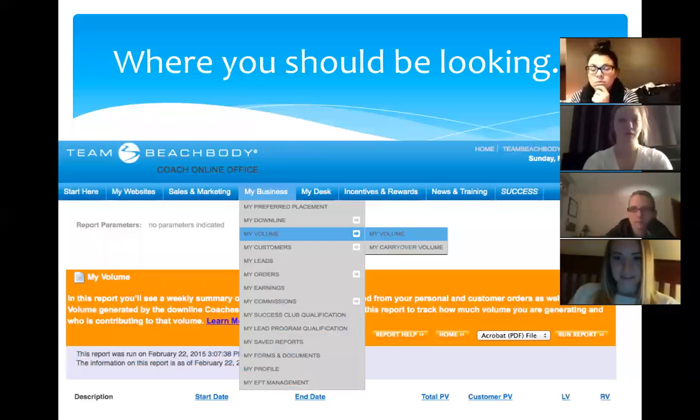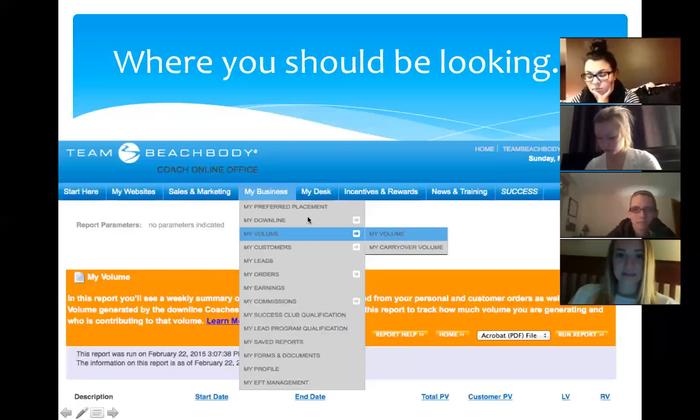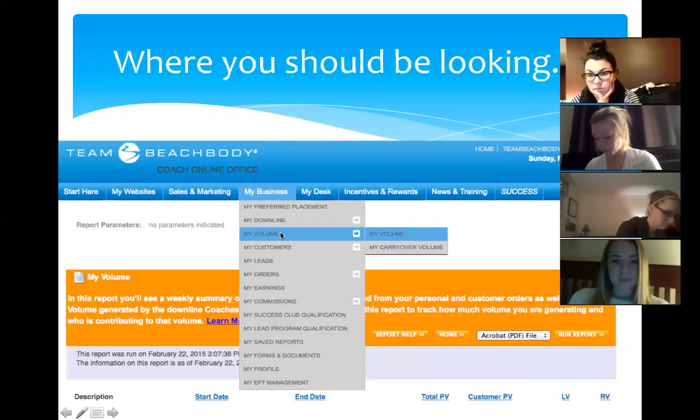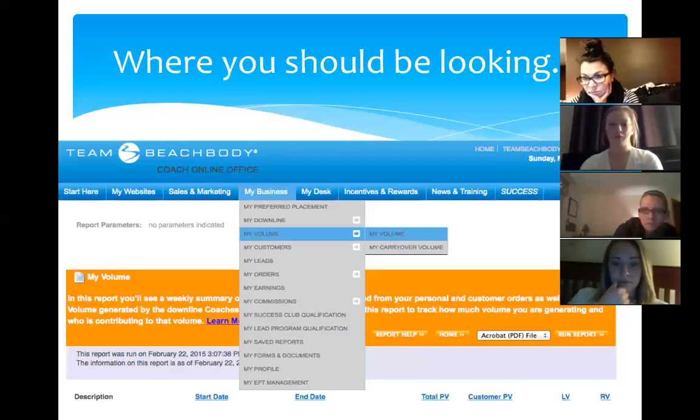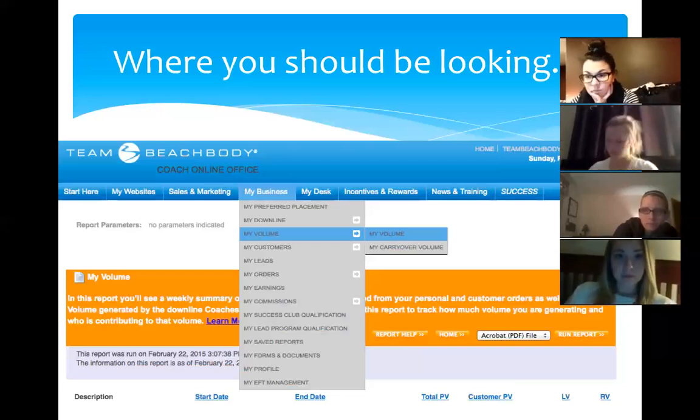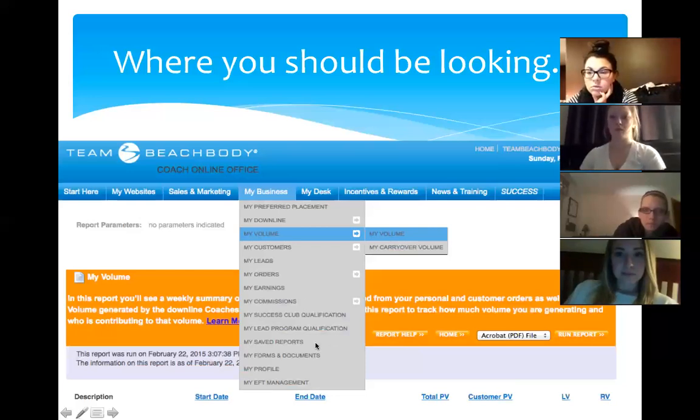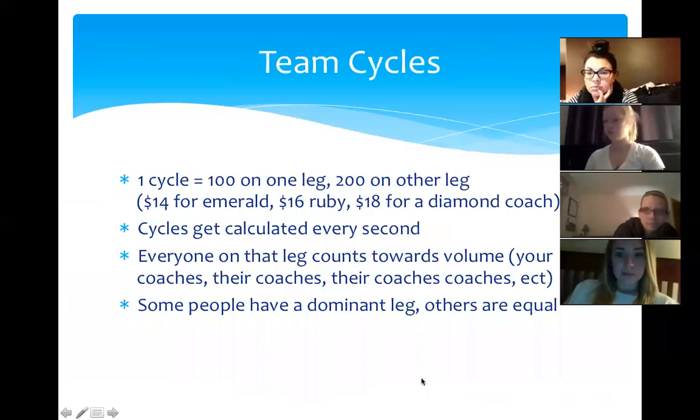Okay, so in terms of volume, this is basically going to be your hub. This is where you want to look from now on. So just your online office, your business tab, and then your My Volume. That's your hub, where we're going to work from, and where you want to make sure you're looking quite often. All right, so we're going to dive right into volume. I just wanted to make sure I covered the basics.